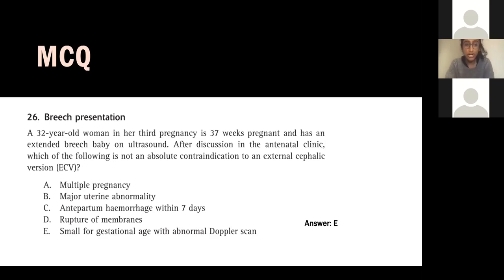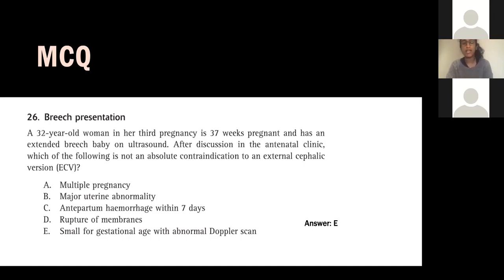A major uterine abnormality is also a risk factor for breech presentation. By major uterine abnormality, they mean things like a bicornuate uterus where you've got two uterine horns, for example. Again, there's less space, so they're less likely to be successful. That's why you wouldn't do it with a major uterine abnormality. Antepartum hemorrhage within the last 7 days is definitely an absolute contraindication because it increases your risk of placental abruption if you do an ECV in these women.